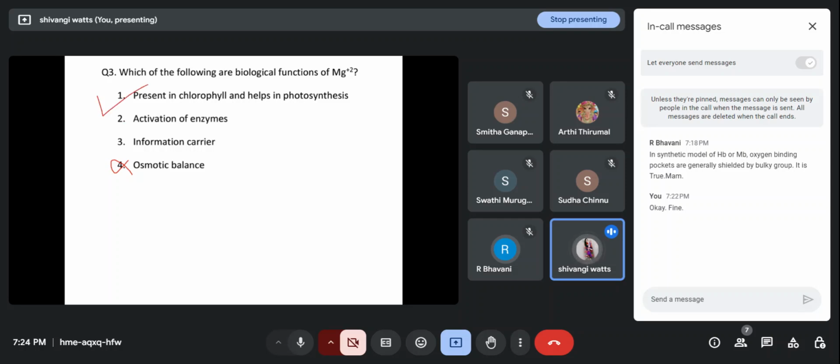Present in chlorophyll, that you know, right? Magnesium is helping in photosynthesis, activation of enzyme, information carrier. Sodium and potassium are involved in the osmotic balance. So, magnesium is present in chlorophyll and helps in photosynthesis. It is helping in the activation of enzyme, and also it acts as an information carrier. Okay.